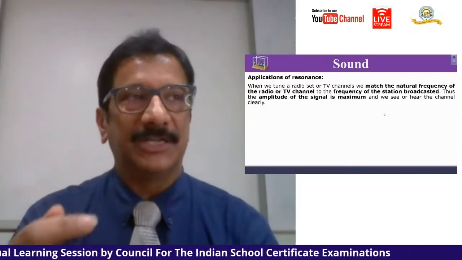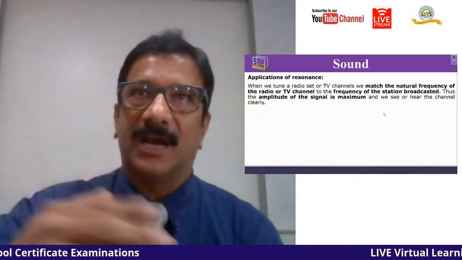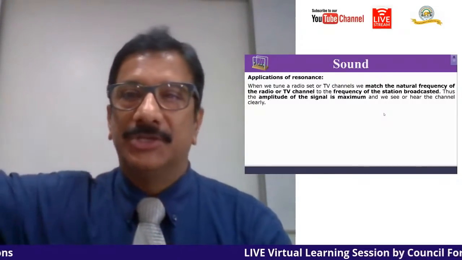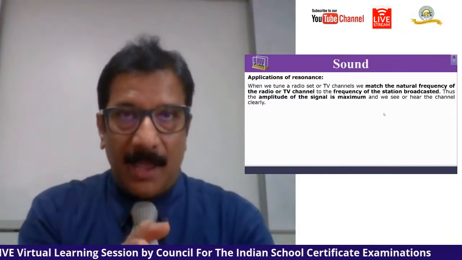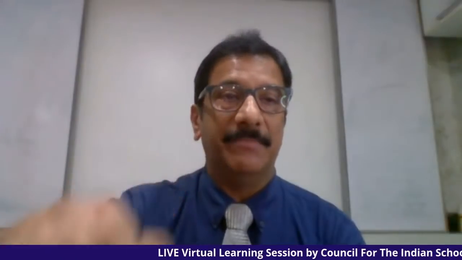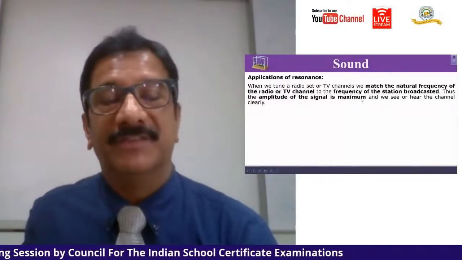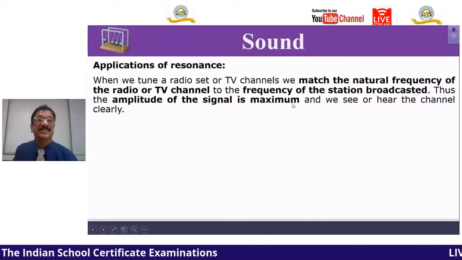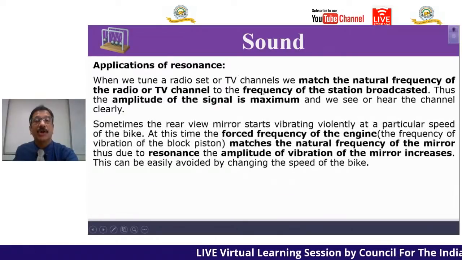Even in case of TV, there is a channel scan program. So when you start the auto scan program, gradually the channels start getting set. That means every station is broadcasted on a particular channel. Why? Because the broadcasted frequency, which is the forced frequency, matches with the natural frequency of the TV channel. And then that program or station can be seen clearly. So when the resonance takes place, the amplitude of the signal is maximum, and therefore you can see it clearly. So that is an example of resonance, but this is not mechanical resonance.